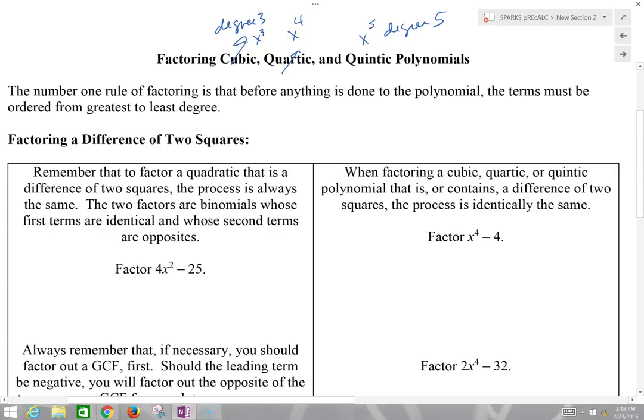First thing we need to remember before we can get started with factoring is that everything must be in terms from greatest to least degree. So if we look at number 1 right here, we see that we have 4x squared minus 25, which is x to the 0, so we have them in descending order.